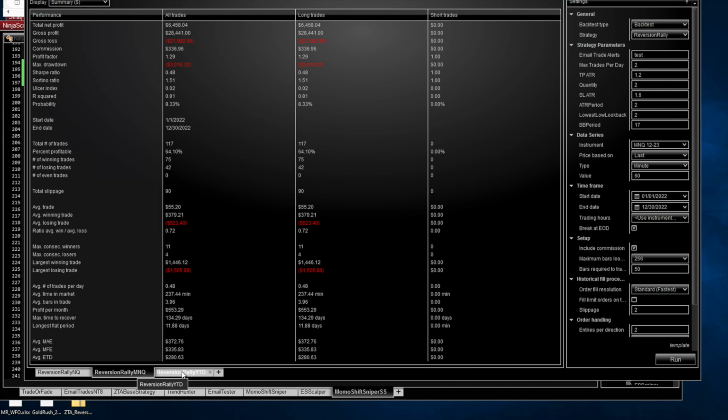And then the last tab here I wanted to show is the performance on the NQ full contract year to date. And so we are 9 months into the year, right? So we're almost at the end of September here. And if you was trading this algo from January until today on the full NASDAQ E-mini contract, you would have made $25,000 with a 71% win rate.